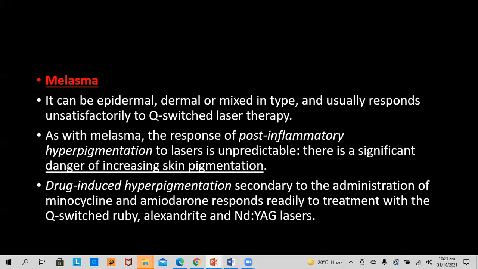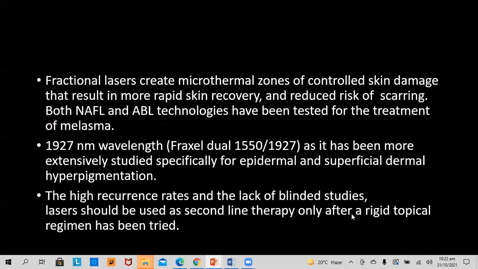As with melasma, the response of post-inflammatory hyperpigmentation to laser is unpredictable, and there is a significant danger of increased skin pigmentation. This is mainly seen if high fluence of light is used, the patient does not follow the instructions after the laser treatment, and treatments are given at shorter intervals of time. Drug-induced hyperpigmentation secondary to administration of minocycline or amiodarone responds readily to treatment with QSwitch, Ruby, Alexandrite, or ND-YAG laser. So the response to treatment is better in drug-induced pigmentation.